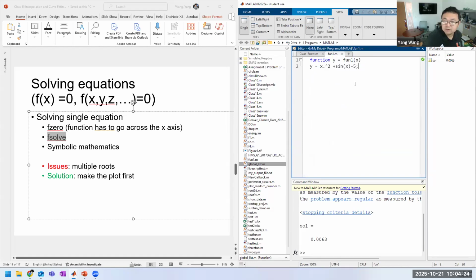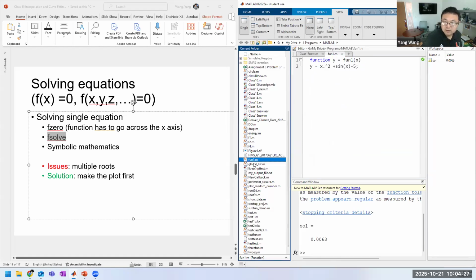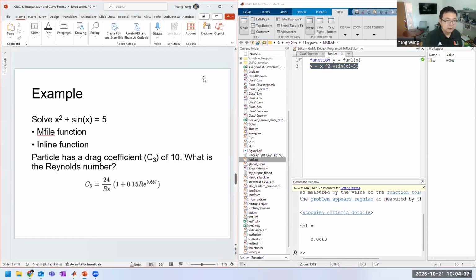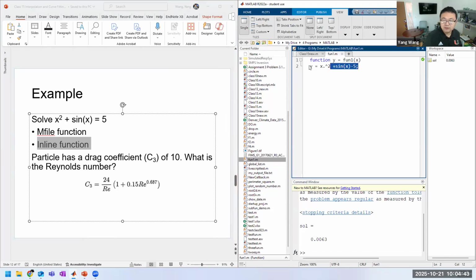Okay, so then basically people may also complain that, well, to solve for this equation, you have to define a function. Isn't that too cumbersome, right? Actually, there's an easy way for us to bypass this. Instead of defining a function in a separate M file, like I mentioned here, you could use an M file function. You could also define an inline function. We briefly covered this in our user-defined function chapter.